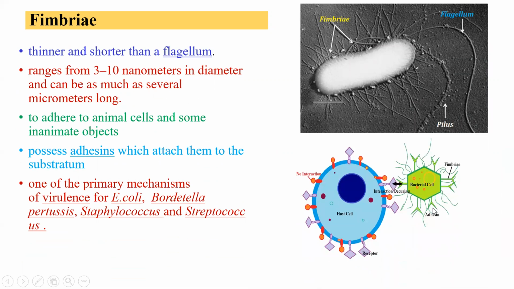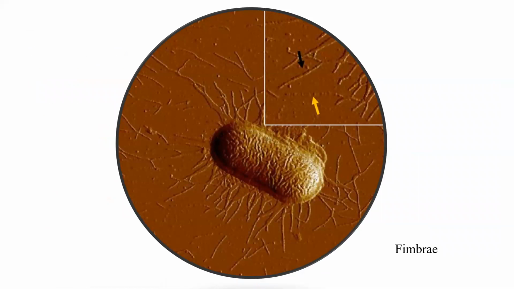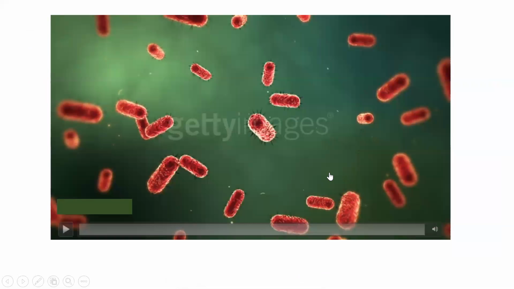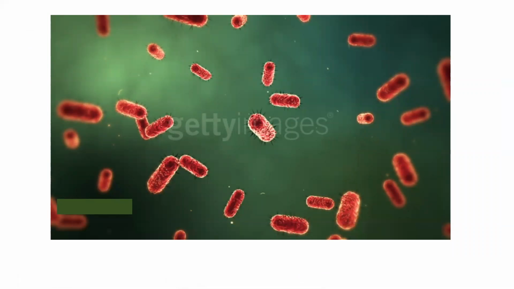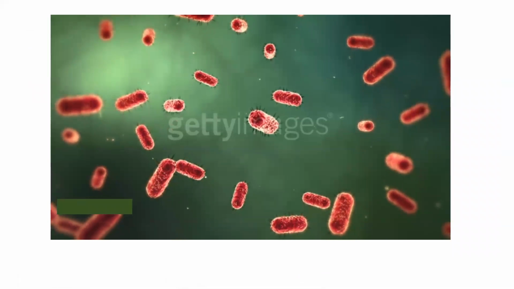Here we can see the bacterial cell getting attached to the host cell with the help of the fimbriae. So here we can see the fimbriae and the bacterial cell. And with the help of these types of locomotory organelles, the bacteria can move. They can freely move.